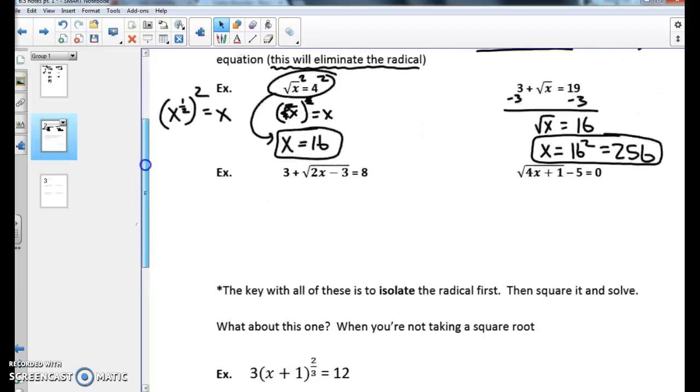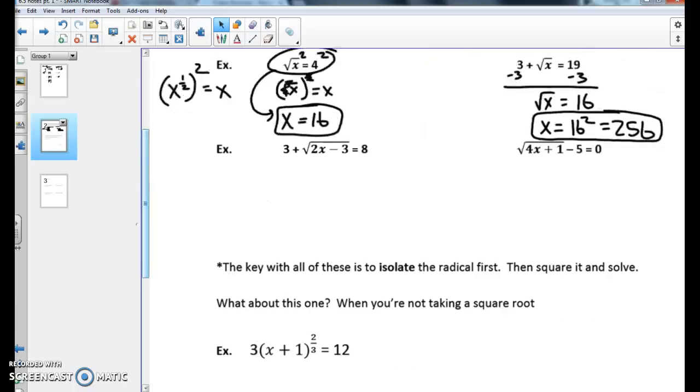Let's go down to the next one. Back to the left side now. 3 plus the square root of 2x minus 3 equals 8. Well, kind of like we did before, to get that radical by itself, I'm going to go ahead and subtract 3 to get that radical all by itself here on the left. So we got radical 2x minus 3 equals 5. 8 minus 3 is 5, right? So now we got the radical by itself. Let's go ahead and square it.